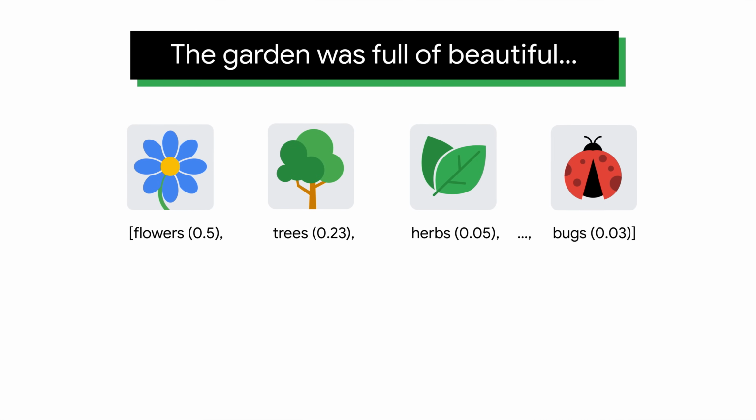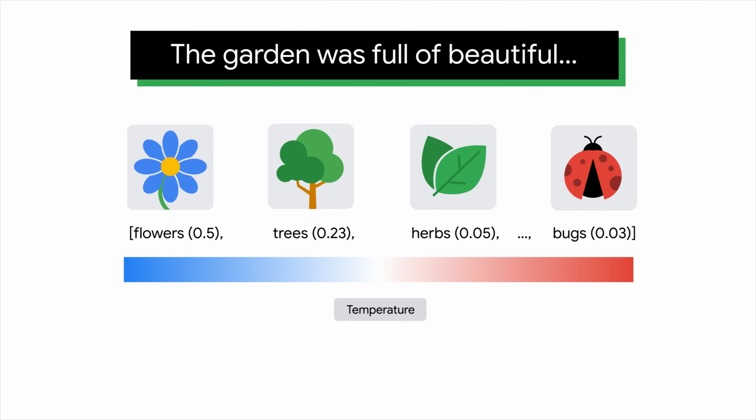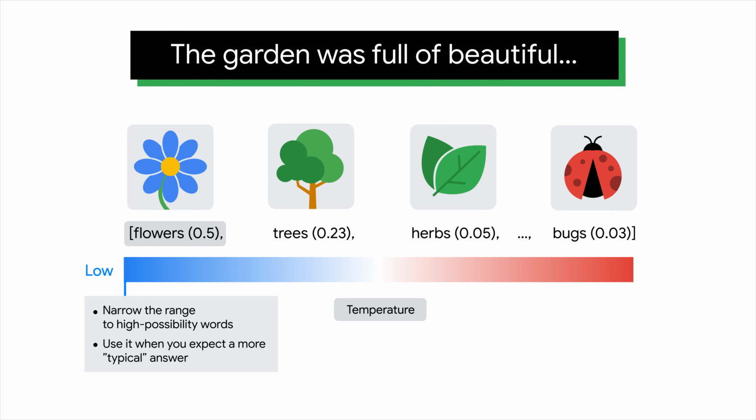Back to the model parameters. Temperature is a number used to tune the degree of randomness. Low temperature means to narrow the range of possible words to those that have high possibilities and are more typical. In this case, those are flowers and the other words that are located at the beginning of the list. This setting is generally better for tasks like questions and answers and summarization, where you expect a more typical answer with less variability.